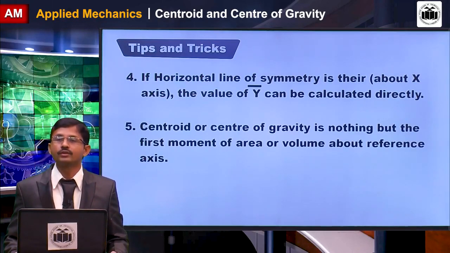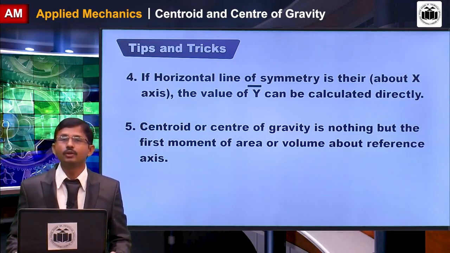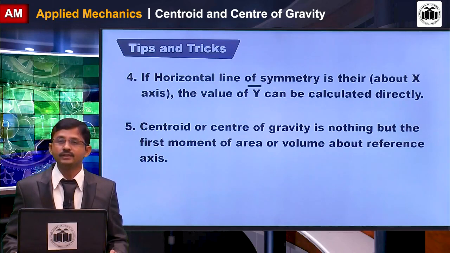The centroid or center of gravity is nothing but the first moment of area or volume about the reference axis. And in this, you have to remember the basic formulas of solid sections as well as formulas regarding areas.